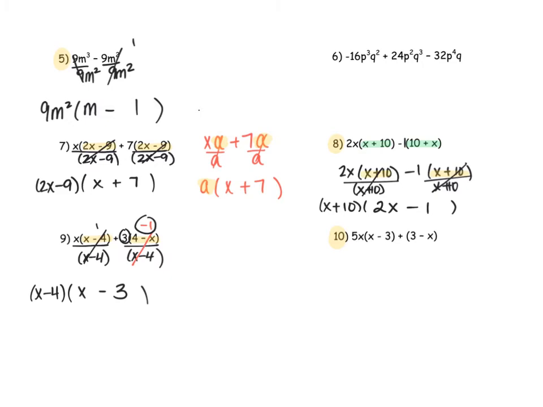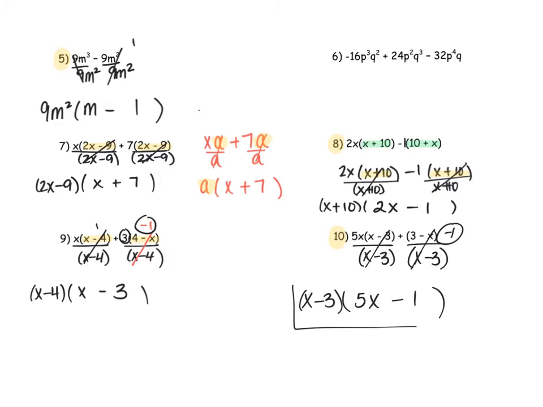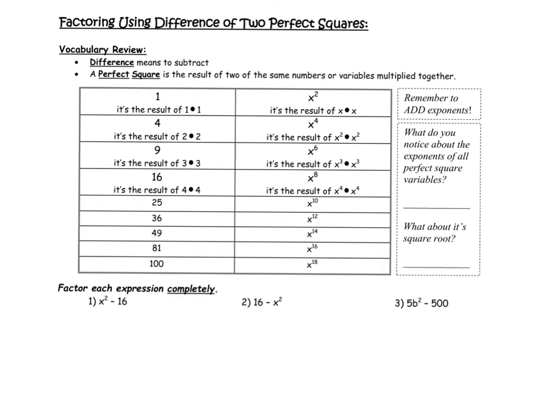So take a minute and try 10 by yourself, and then hit resume when you're ready for the answer. Okay, so I'm going to divide out an x minus 3 on both sides. These cancel. I have my GCF on the outside, followed by an open parenthesis, and I'm left with 5x. These cancel, but to a negative 1, so 5x minus 1. Final answer. All right, now I'd like to go over factoring using difference of two perfect squares.